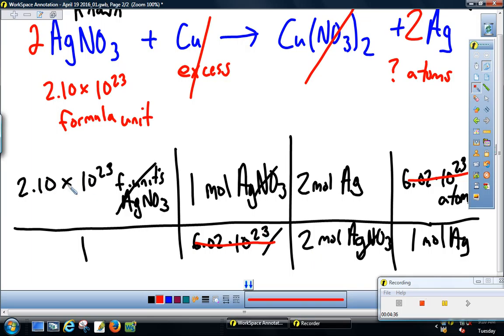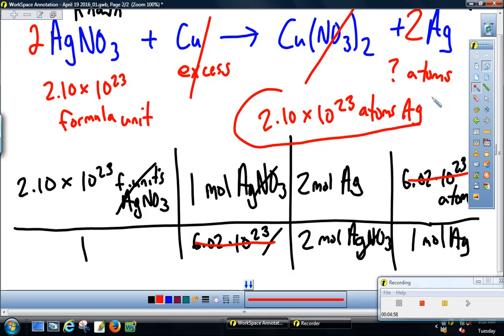And so we take 2.10 times 10 to the 23rd formula units times a 2-to-2 ratio, which is a 1-to-1 ratio. So we're just basically multiplying this by 1. We're going to see that our answer is the same. Our answer is 2.10 times 10 to the 23rd atoms of silver. So that's pretty easy.